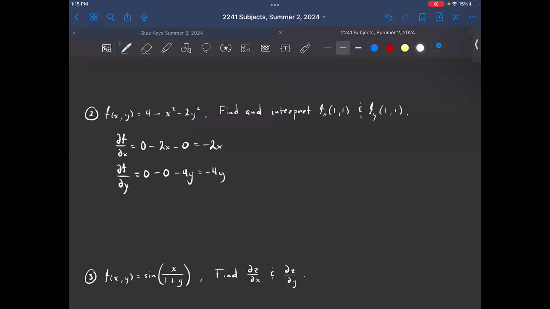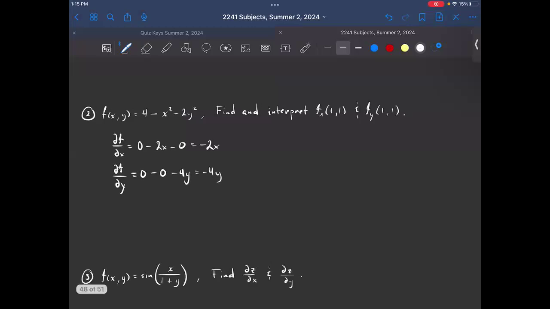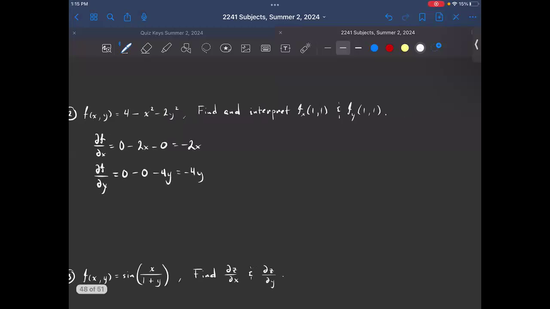All right, so now we want to find and interpret these two derivatives. So for that, we can just plug in (1, 1). And here we get minus 2. And here we get minus 4. And so if we draw a sketch real quick of what our function looks like.